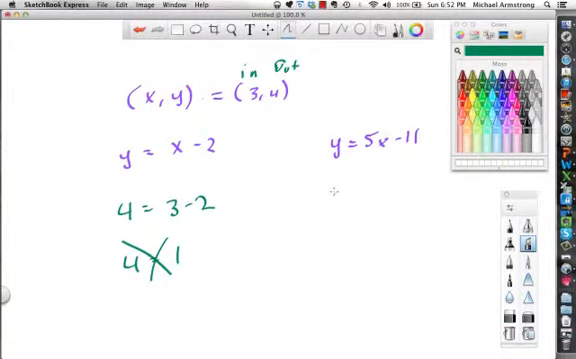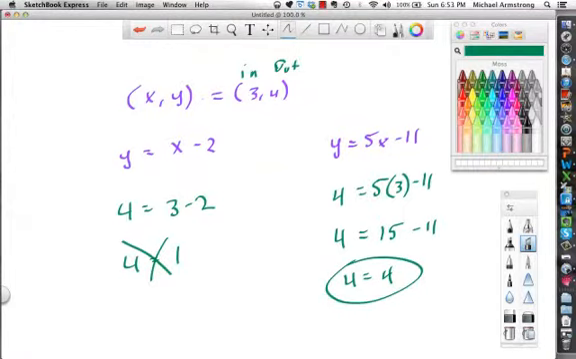Try it over here. The output is 4. Y is equal to 4. 5 times the input is 3 minus 11. And we simplify. 4 equals, well, we can go ahead and multiply 5 times 3, which is 15, minus 11. And we simplify one more time. 4 equals whatever 15 take away 11 is. Well, I guess that happens to be 4. So this one is yes or true.